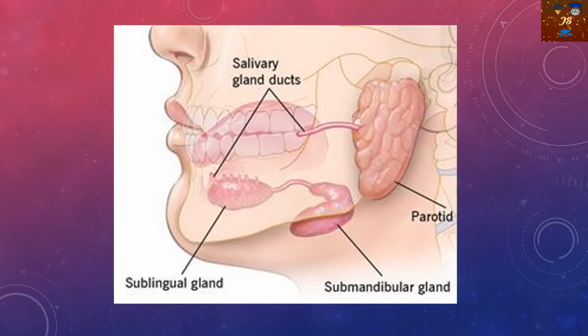So this is the sublingual gland. You can see the position of the sublingual gland. In the previous video, we discussed the parotid gland, right? So these are the positions of the three salivary glands. This is the position of the sublingual gland.